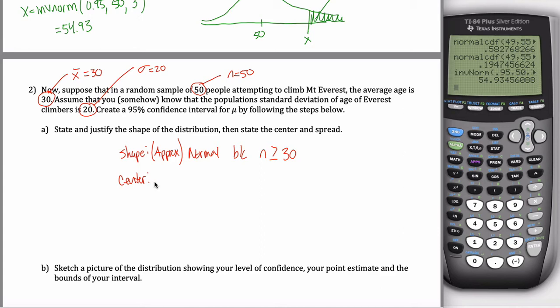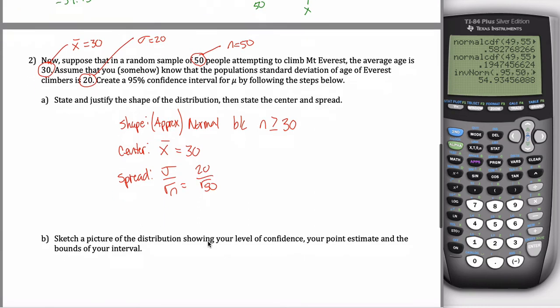What about the center? The center of your confidence interval is always given by x bar. It's called a point estimate. It's equal to 30. And the spread, you might be thinking is sigma, but it's not. It's sigma divided by the square root of n. We're talking about sample averages. The picture for confidence intervals looks like the sampling distribution picture. So it's 20 divided by the square root of 50, whatever that ends up being. I think those are similar to what they were in the written problem.